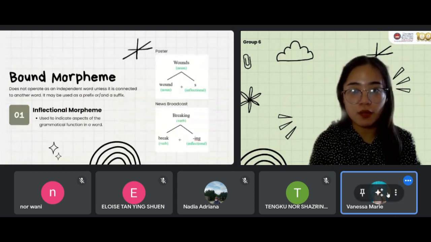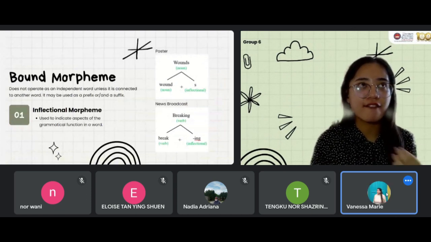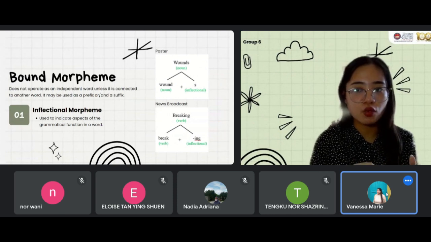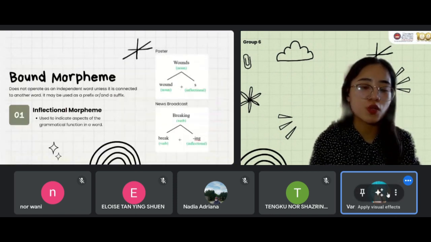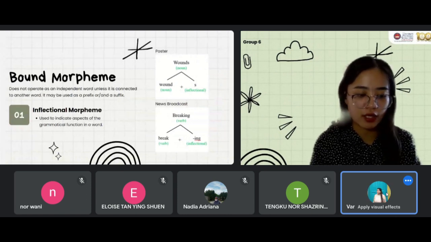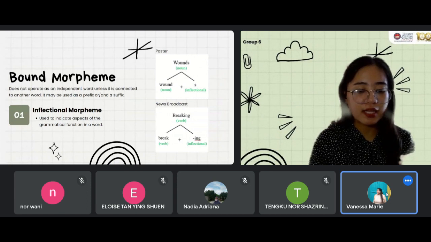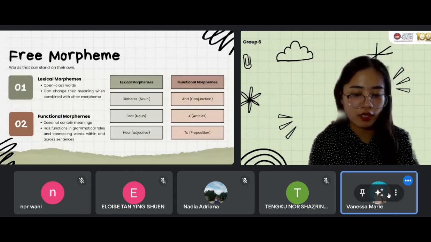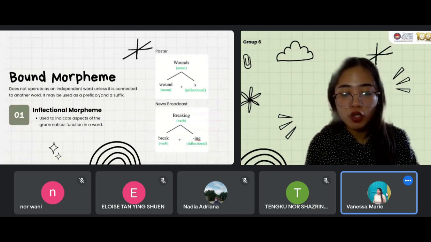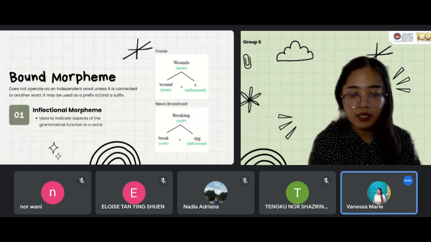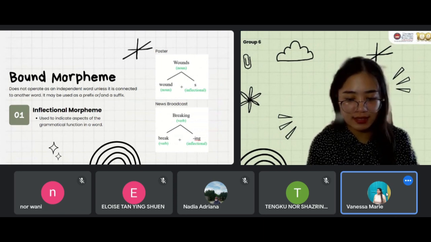Next is bound morpheme, or also known as dependent morphemes. These are the affixes that must be attached to the word. So under bound morpheme, we have two categories, which are inflectional and derivational. For inflectional morpheme, it is used to indicate the aspects of grammatical function in a word. For example, we can take the word wounds from our poster. The root word is wound, and the inflectional morpheme is S.